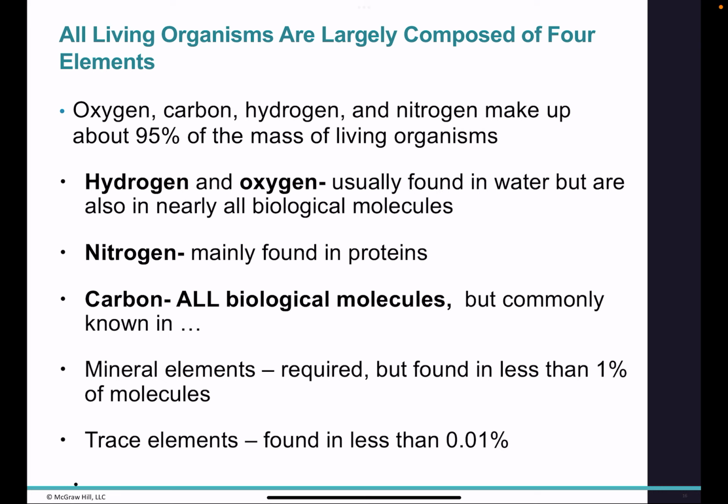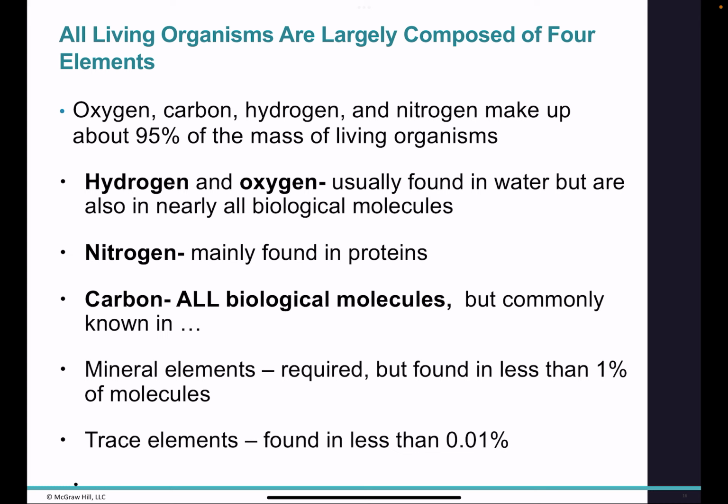All living organisms are made up of molecules that are mostly one of 4 different atoms. These atoms are oxygen, carbon, hydrogen, and nitrogen. And when we get to chapter 3 and throughout the semester, we're going to find that our biologically important molecules, our carbohydrates, our lipids, our proteins, and our nucleic acids are made up of mostly oxygen, carbon, hydrogen, and nitrogen. In fact, those 4 atoms make up approximately 95% of the mass of living things.